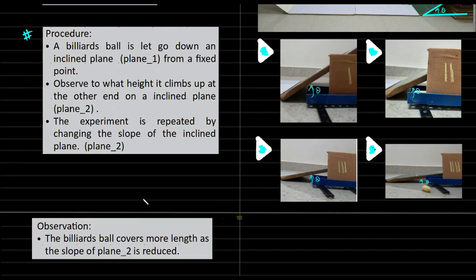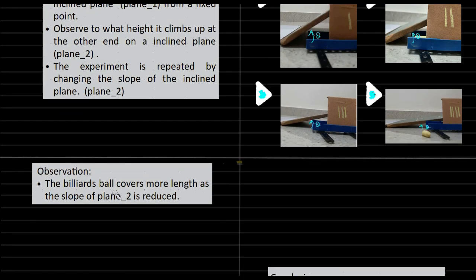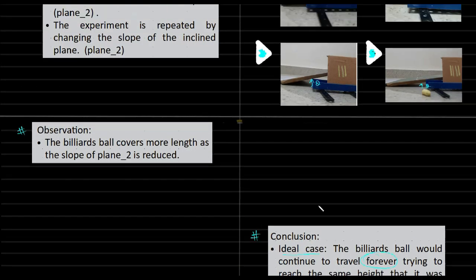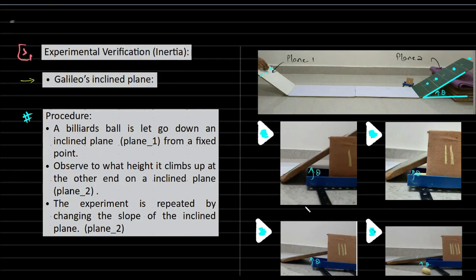So what is happening? The billiards ball is covering more distance as the slope of the second plane is reducing. Is it not? So with this observation, Galileo concluded that in an ideal case, the billiards ball would continue to travel forever, trying to reach the same height that it was released from. That is, we require a plane to be frictionless. The ideal case here is that all of this plane should be very smooth. There should be no friction.